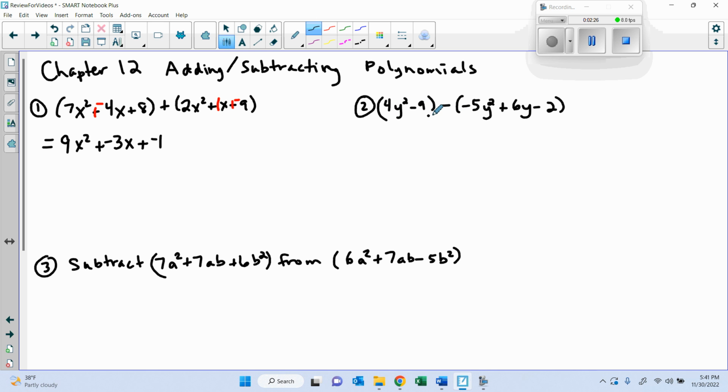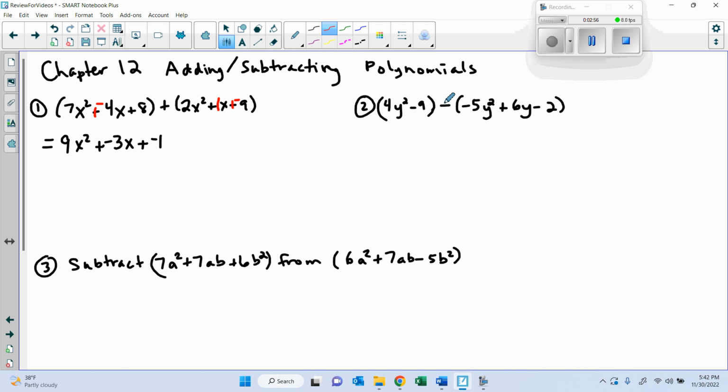Now let's look at number 2 again. Just pause the video and you can write that problem down. So when we do subtraction, the thing we need to remember is, just like over here, subtracting is adding the opposite. The thing to be careful about is here we are subtracting all of these terms, not just the first one. So we can change it to adding the opposite, but we have to take the opposite of all of these things.